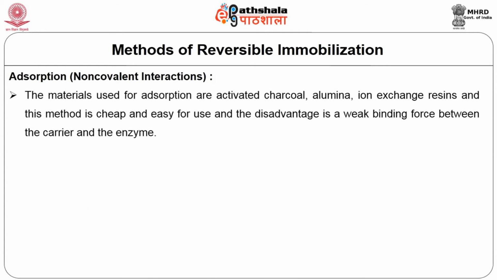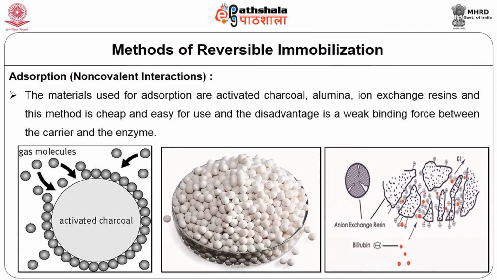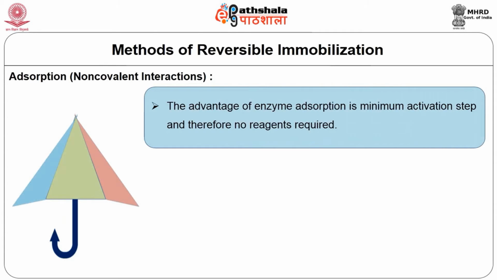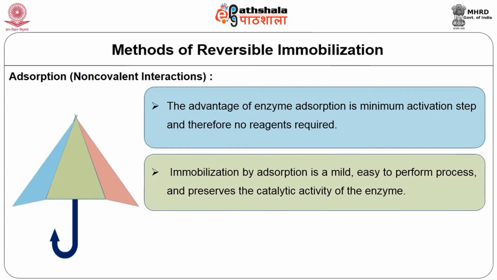The materials used for adsorption are activated charcoal, alumina and ion exchange resins, and this method is cheaper and easy to use. The disadvantage of this method is a weak binding force between the carrier and the enzyme. The advantage of enzyme adsorption is minimum activation step and therefore no reagents are required. Immobilization by adsorption is a mild, easy to perform process and usually preserves the catalytic activity of the enzyme.